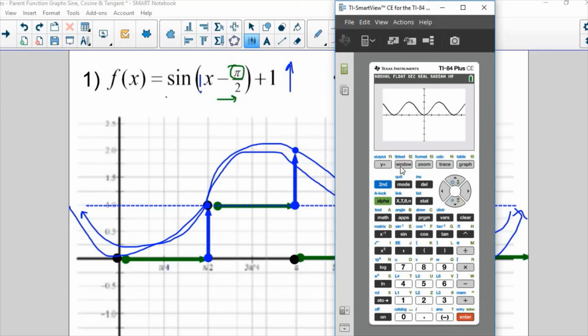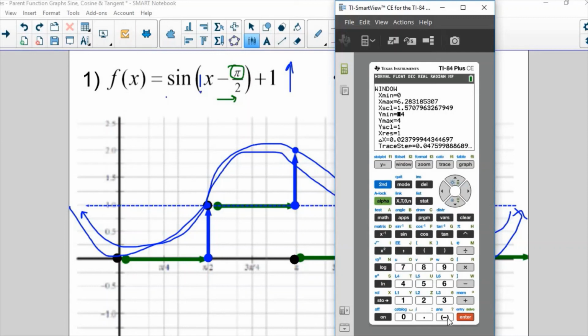So we're going to go back into our window, and we're going to change this to 0, and we're going to go to 2 pi, so it looks just like the unit circle we do. This tick mark right here is pi over 2, which is very helpful because that's where our parent function's 5 values that we have to know go. Okay, remember the 5 values of 0, max, 0, min, 0, they occur at pi over 2 values.